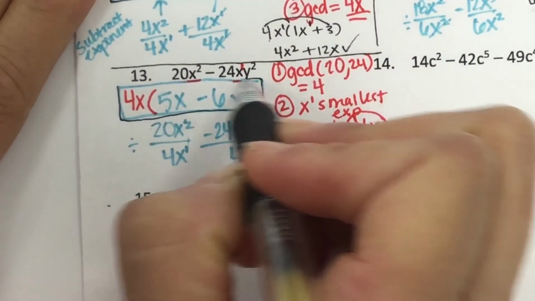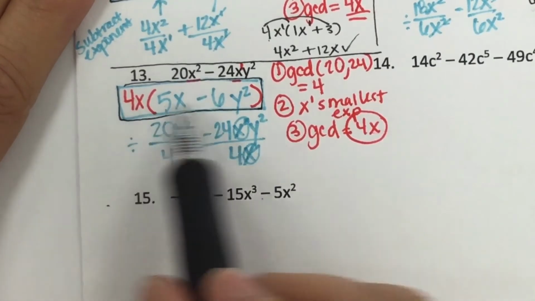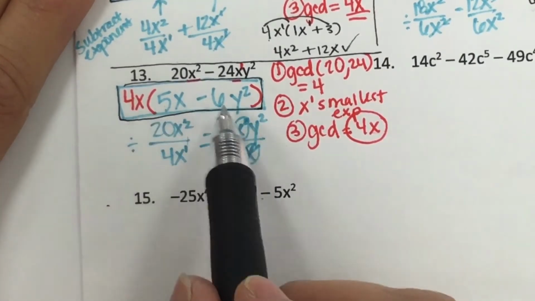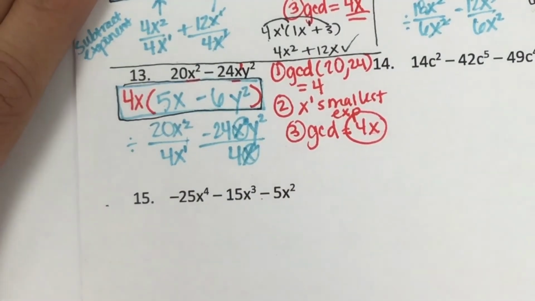And you can distribute and check. 4x times 5x is 20x squared. 4x times negative 6y squared is going to be negative 24xy squared. So that's your final answer.